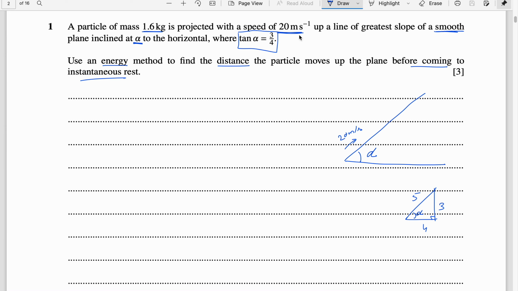So when we use the energy method, we know that we have a particle with 20 meters per second at the bottom. So kinetic energy at the bottom is half mv square. Mass is 1.6 kg, velocity is 20. So kinetic energy at the bottom is 320 joules. Because the plane is smooth, there is no wastage, so kinetic energy at the bottom will equal potential energy at the top.